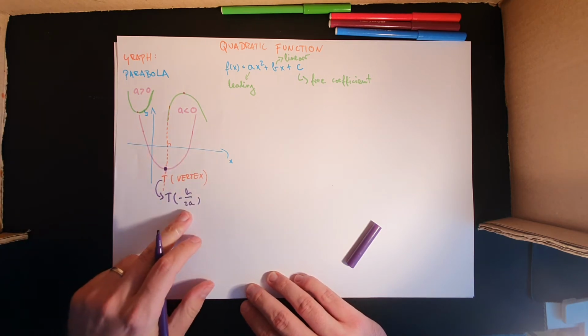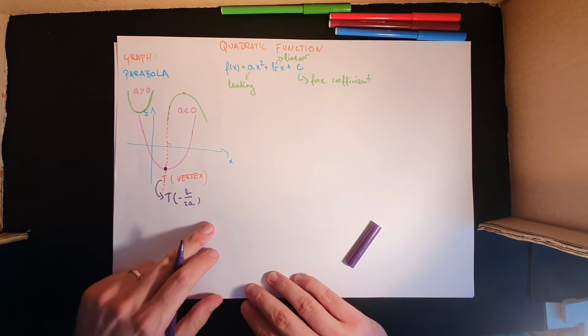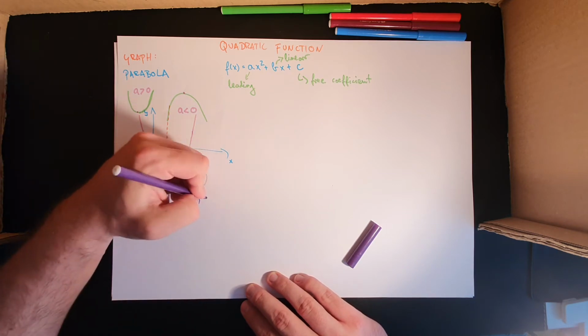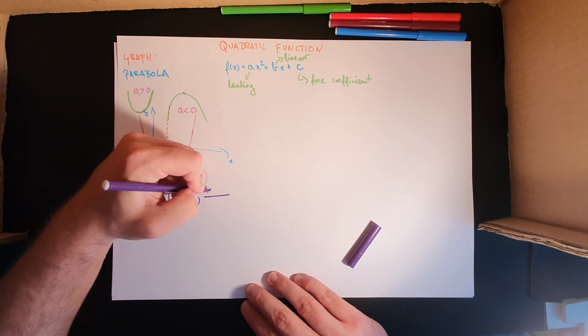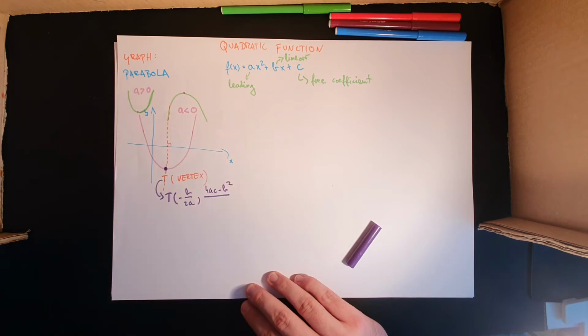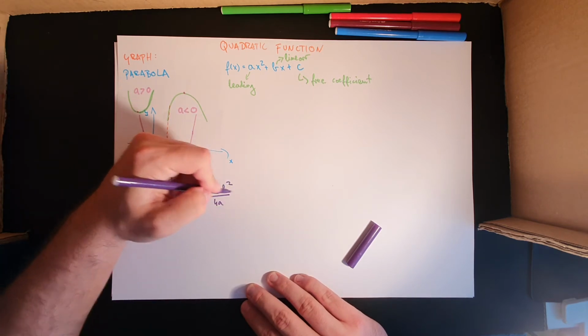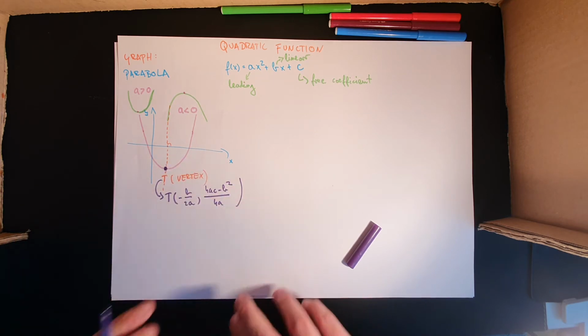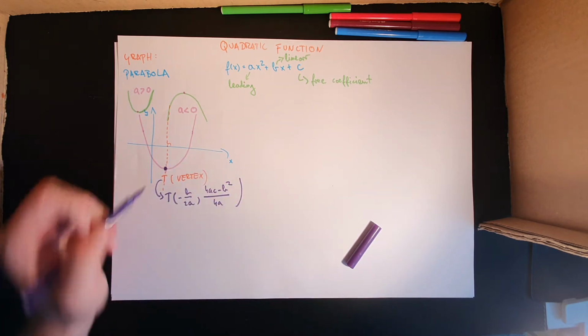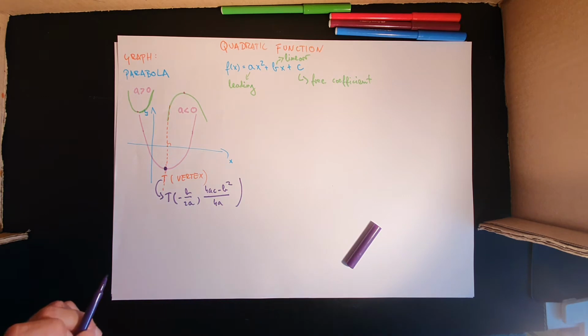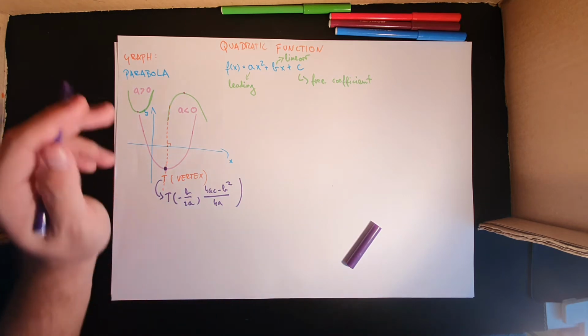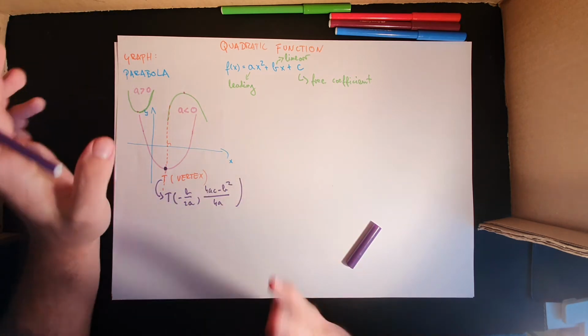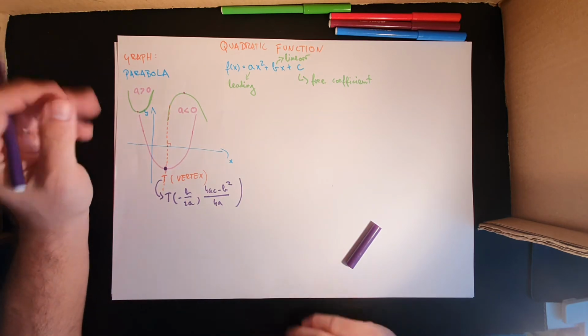This is going to be the x part. The y coordinate is going to be 4ac minus b squared over 4a. So this is the formula for both the x and y coordinate of the vertex T. Now we need 4 more. We already have 1. Now we need 4 more points.